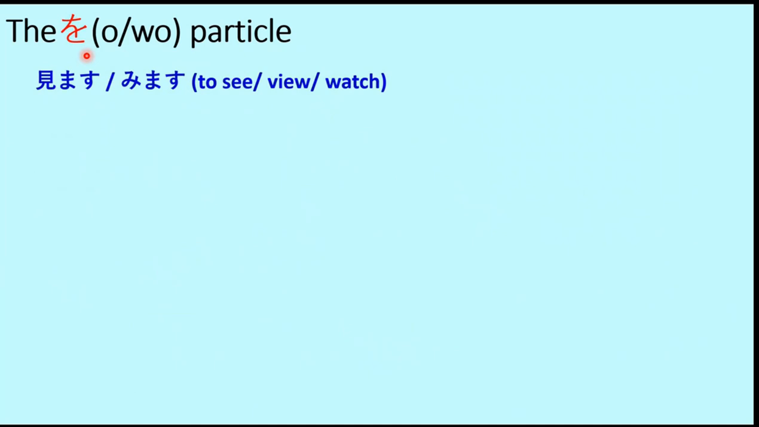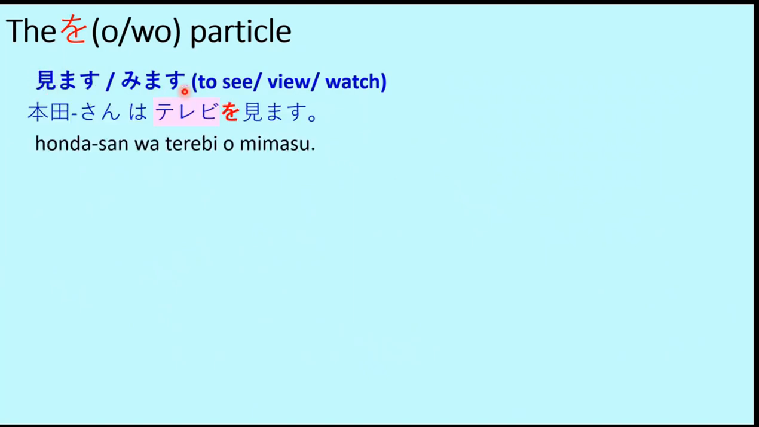So let's see another example of the O particle connecting an object with the verb. So this is mimasu. Mimasu means to see or to view or to watch. If you have done the kanji lessons of this series, then you might remember that we have done this kanji symbol, which is to see. So mimasu. So this is just a single sound, mimasu. So let's see what's the example presented here.